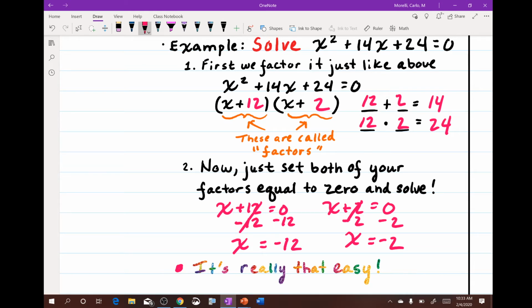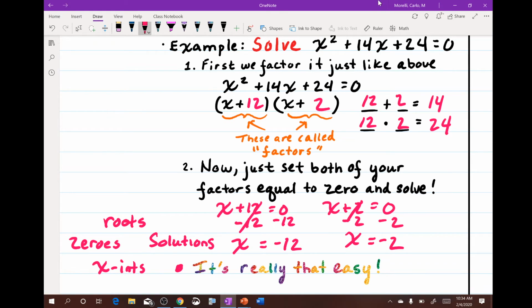Guys, it's really that easy. So these are what we call the solutions. These are what we call the zeros. These are what we call the roots. These are what we call the x-intercepts. That last part, x-intercepts. Okay?